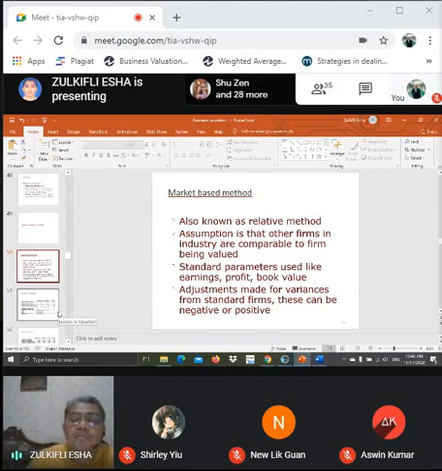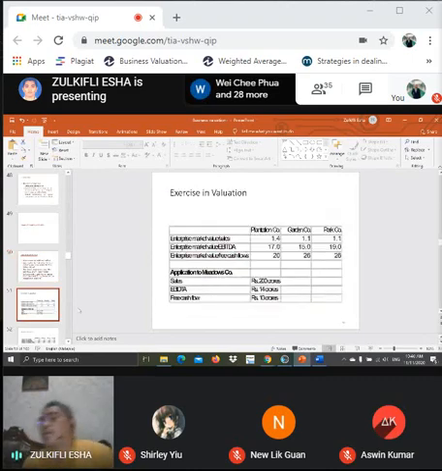Adjustments are made for variances from standard firms. This can be negative or positive. Again, it is the same as when you are doing your comparison method. When you are doing the comparison method, there is an element of adjustment to be made. Whenever necessary, if you need to do adjustment, you have to do adjustment in order to derive the value for your subject company.